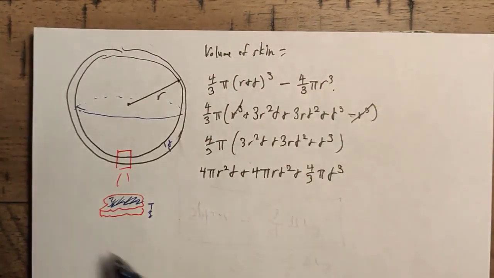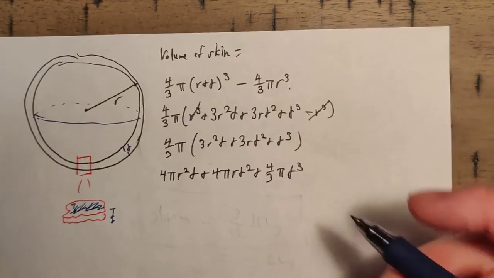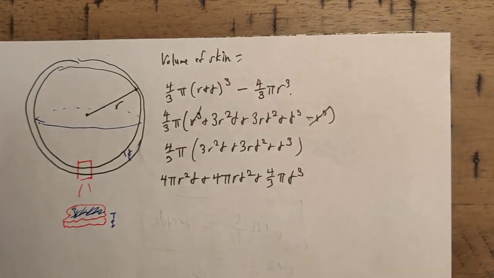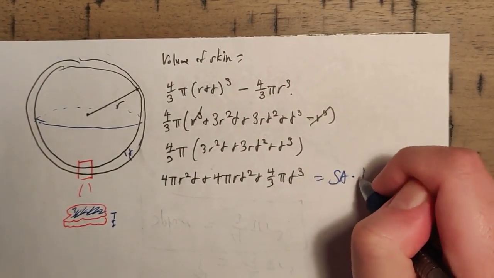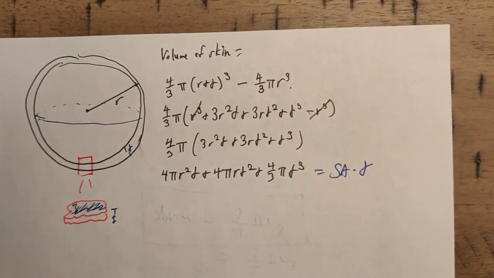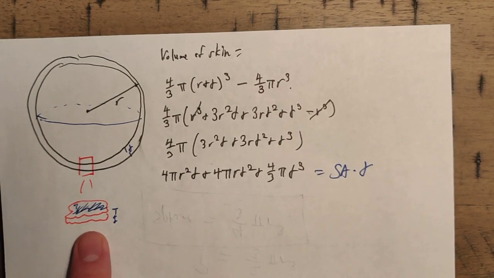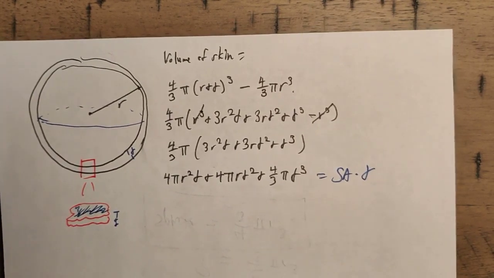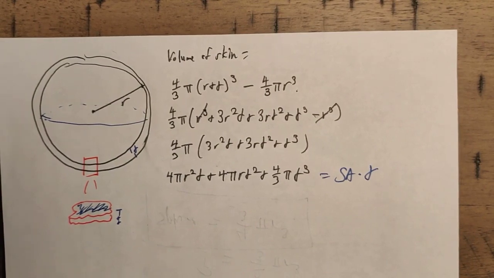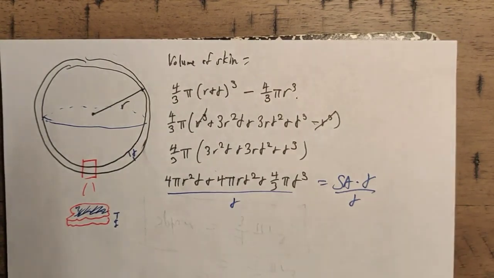So one way we can think about this is that this outer area is going to be the surface area of the sphere. I'm going to write this as SA, times the thickness of the skin T. Because the skin is the same thickness all the way around, this T is consistent. So the volume of the skin should also be the outer surface area times T. Fine. Now I'm going to go ahead and divide everything by T.